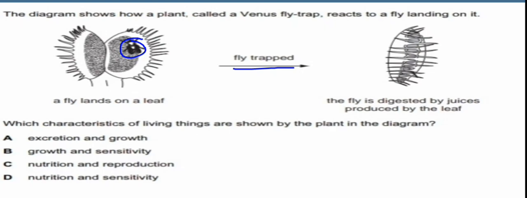Similarly to this Venus flytrap, once the fly lands on it, the arrow is showing that the fly was trapped. Meaning the Venus flytrap was showing sensitivity. And then at the end they are saying the fly is digested by juices produced by the leaf. This Venus flytrap wanted to obtain the nutrients from the fly. Meaning we have two things here: nutrition and sensitivity, or sensitivity and nutrition. So D, we can circle it.